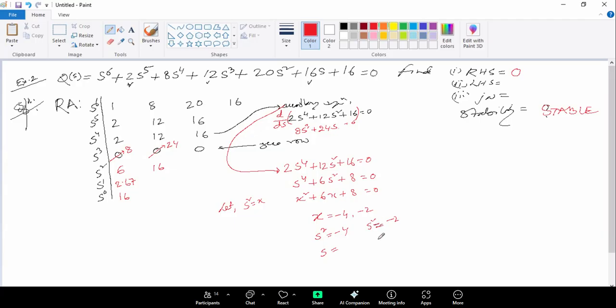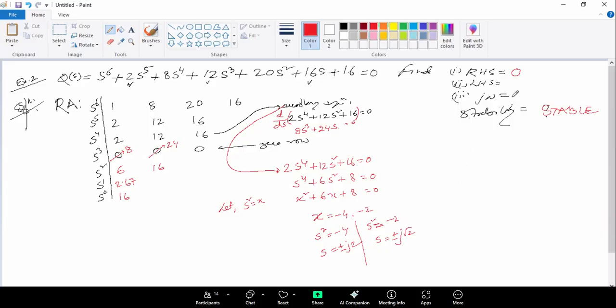Sir, plus minus j2. Excellent. And then this one is? Sir, plus minus root over 2. Right, plus minus j root over 2.